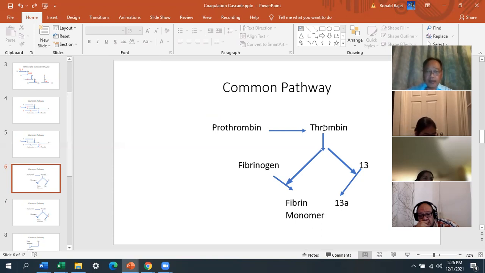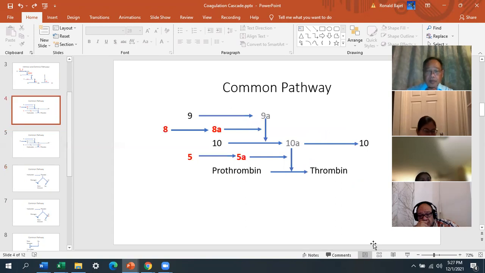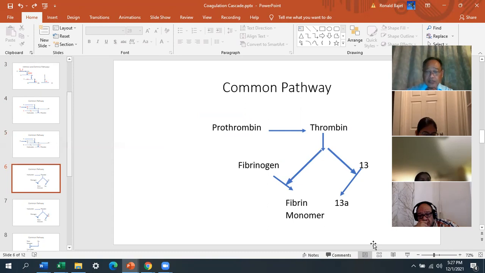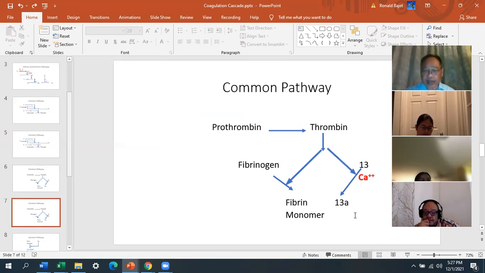So thrombin comes down and catalyzes 13 to 13A. Again, branching from the thrombin will catalyze fibrinogen going to fibrin. And then your fifth calcium, because you have 1, 2, 3, 4, and your fifth calcium is at the 13 going to 13A. This is your fifth calcium now. Okay. And then finally focusing on the fibrinogen going to fibrin monomer.